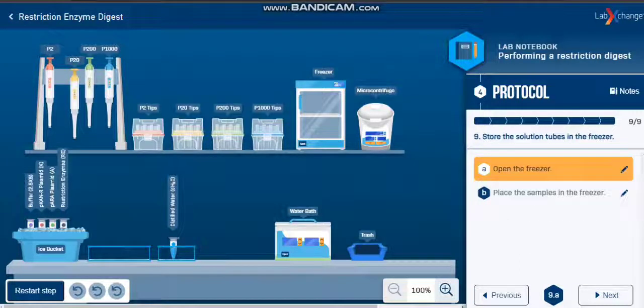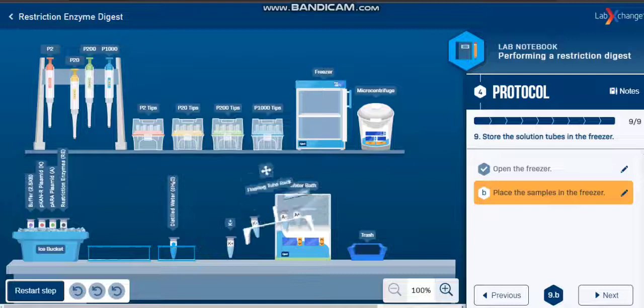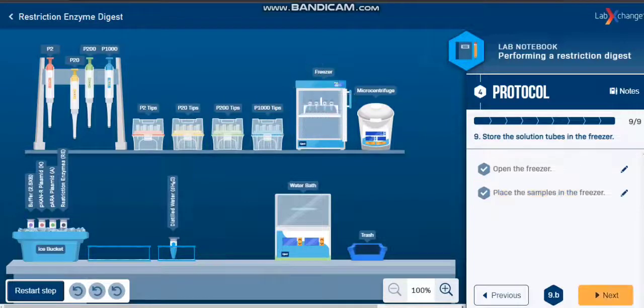For the last step, put the solution tubes into the freezer. Open the freezer. Then take the tube rack out of the water bath. Place the samples in the freezer. And done for the experiment.